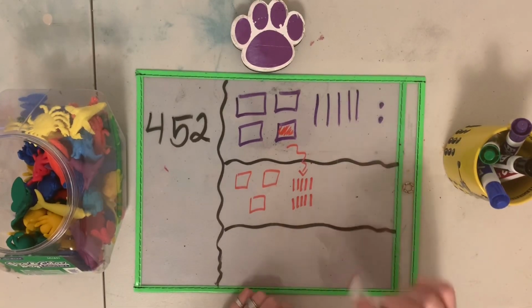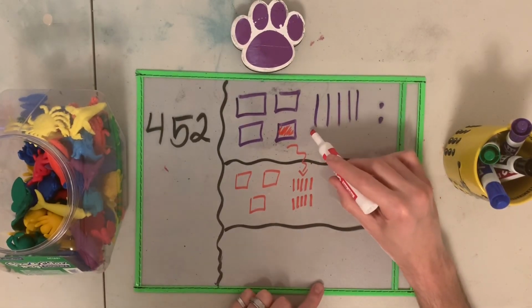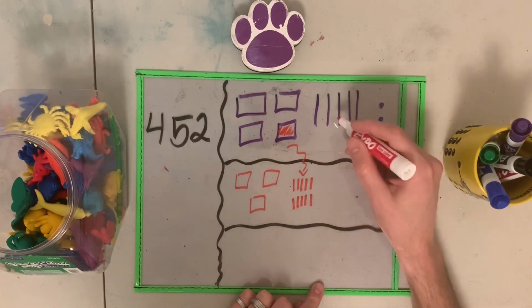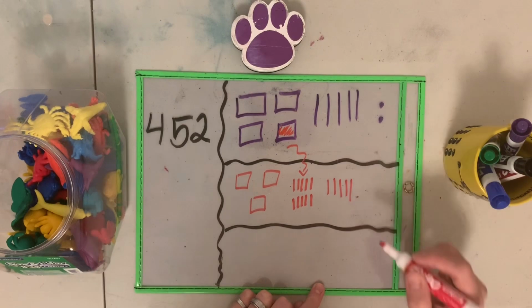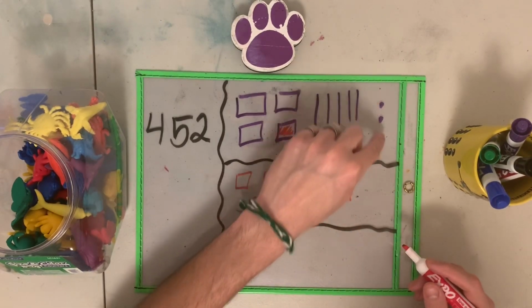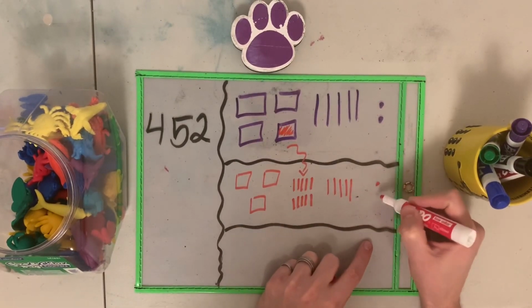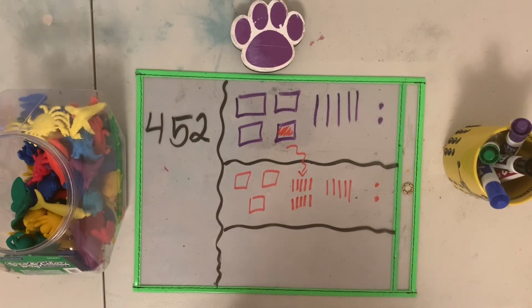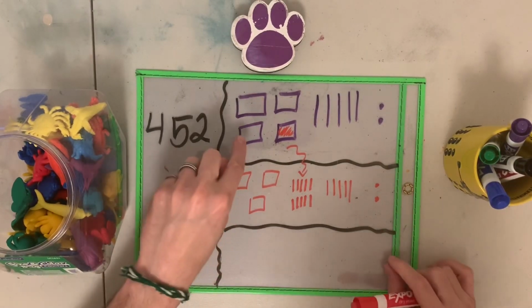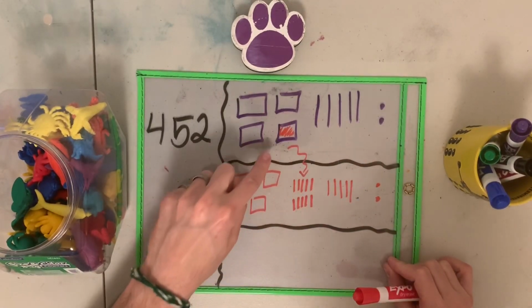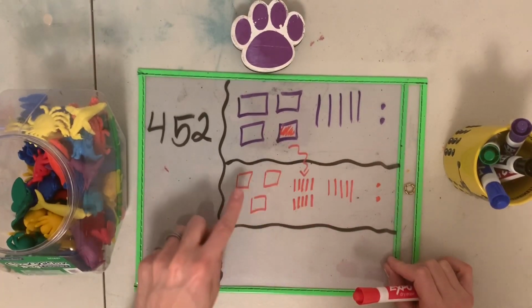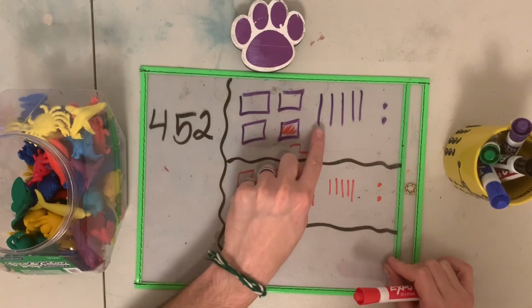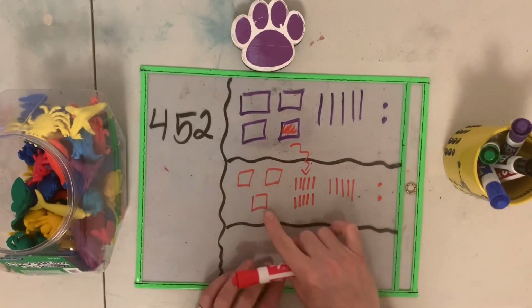100 is 10 tens. Now, we're going to add all these tens. We have 1, 2, 3, 4, 5. Last one, we're going to add these two ones. 1, 2. Mira qué pasa aquí si yo cuento. Y si yo cotejo aquí arriba tenemos 452. Here we have 452. Let's check on this one.